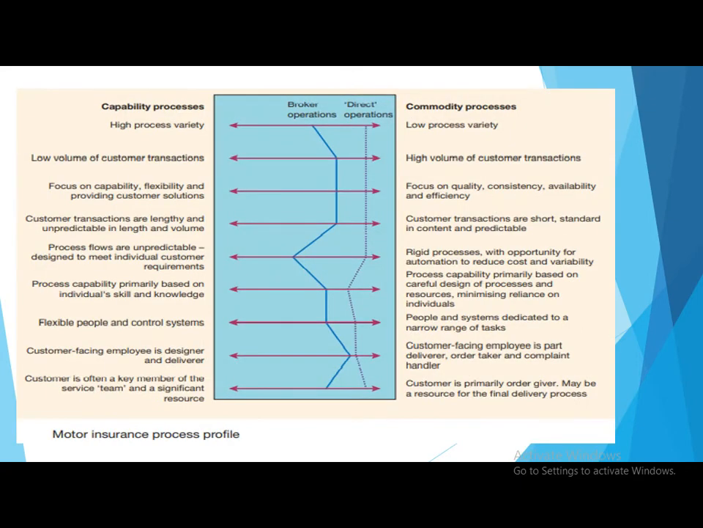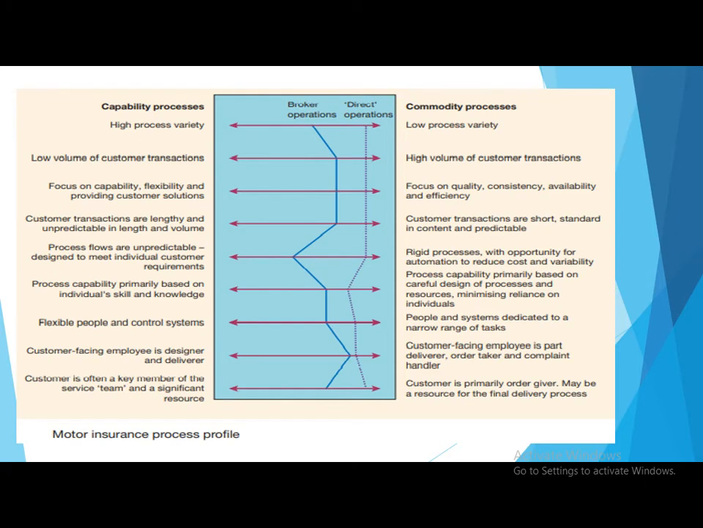Next, we'll talk about profiling processes. This particular figure summarizes the key points from the preceding section in the form of a chart, that is, the capability commodity profile, to assist the operations manager to locate their existing process on the capability commodity spectrum and to determine where action needs to be taken to make appropriate adjustment.